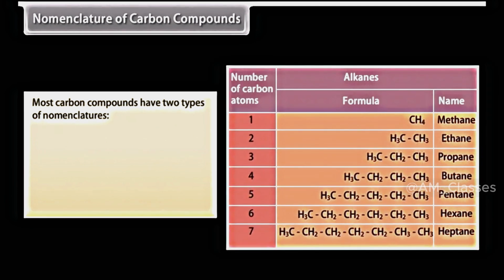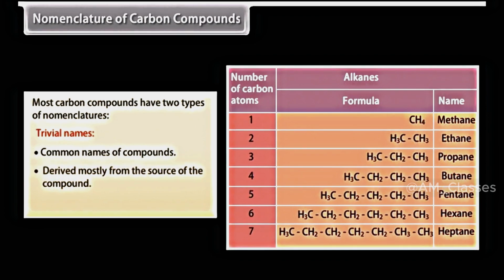Nomenclature of carbon compounds. The system of assigning a proper name to a particular carbon compound is called nomenclature. Most carbon compounds have two types of names. Trivial names. Trivial names are the commonly used names of carbon compounds. These are derived mostly from the source of the compound. However, names formed in this manner are ambiguous and repeating.